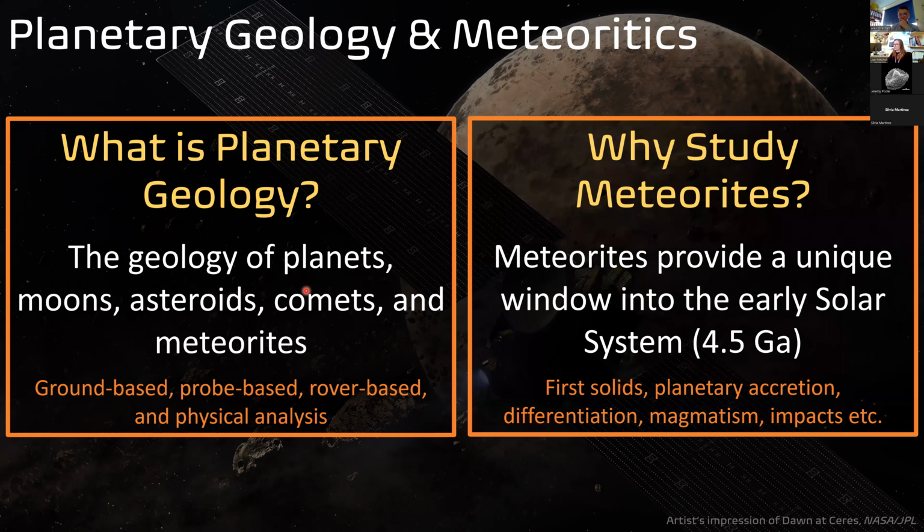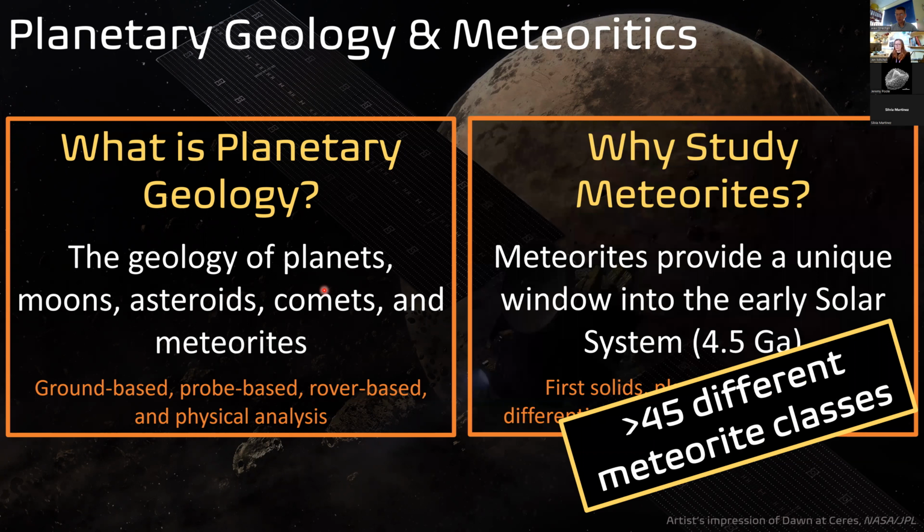And the reason we study meteorites is that they provide a really unique window into the early solar system. So it's recording everything from the very first solids all the way through planetary accretion, differentiation, magnetism, the start of geology being geology. And in some cases, they also record the complete destruction of other planets. And it gives us sort of a little window into the inside of core formation and what cores of planets are actually made from.